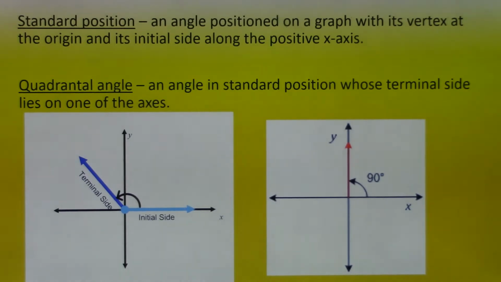A quadrantal angle is an angle in standard position whose terminal side lies on one of the axes. So this is a quadrantal angle right here because the initial side is along the x-axis. The terminal side, this red ray here, is along the y-axis. Another quadrantal angle would be if you had a line or a ray going in this direction along the left side of the x-axis. Another quadrantal angle would be if you had a red ray going down here on this part of the y-axis below. Those are called quadrantal angles because the terminal side lies on one of the axes.